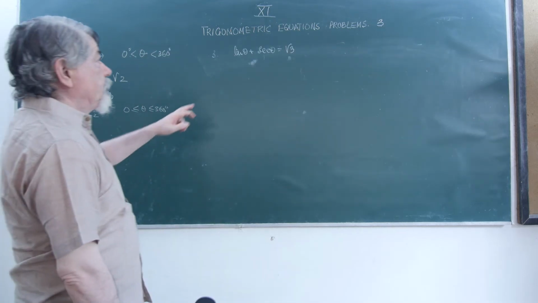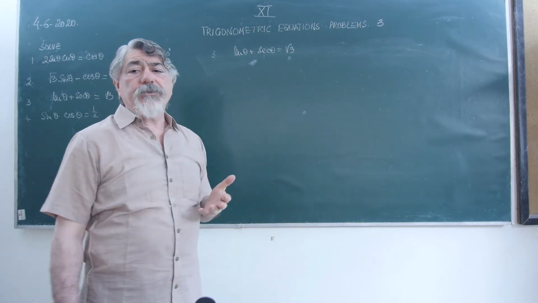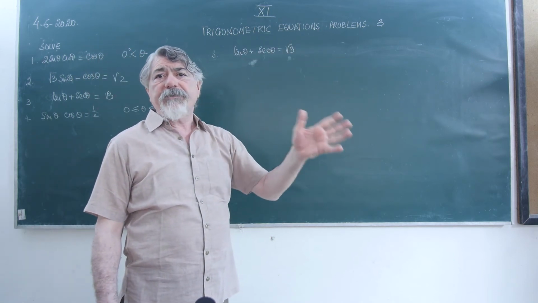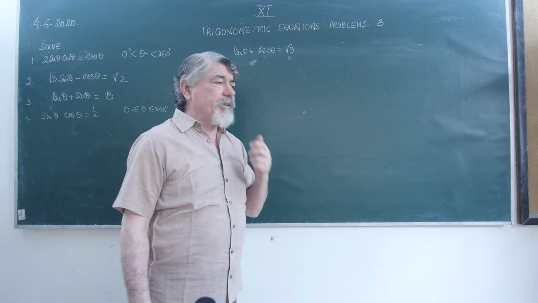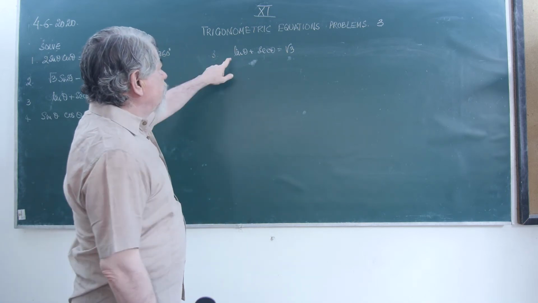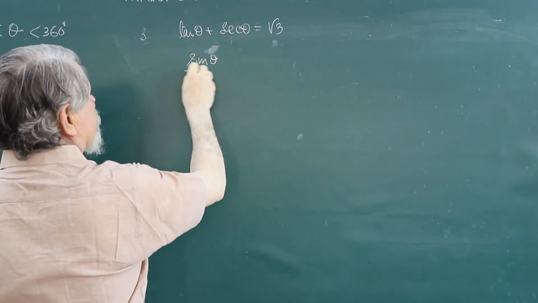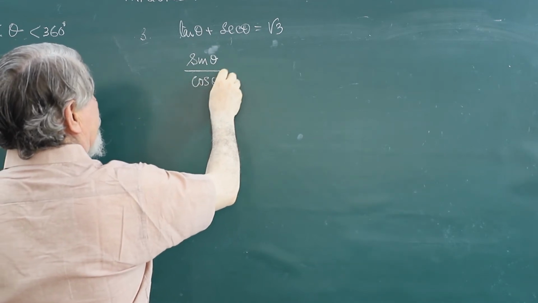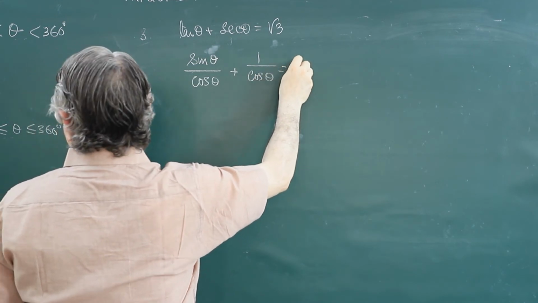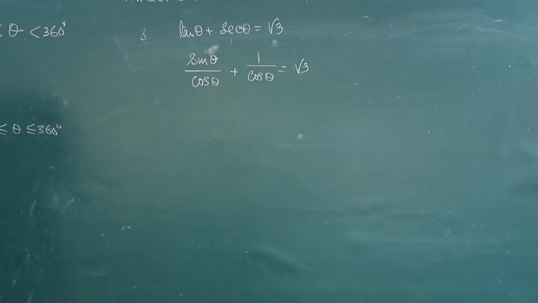Now let's see the third question. Tan theta plus sec theta is equal to root 3. That means again we are going to calculate the general solution, because he is not asking you to calculate exactly between 0 and 360. He will mention it, like in the first and the last question, the fourth question, it is mentioned. So let us see tan theta. I can write it as sin theta upon cos theta. And I can write sec theta as 1 upon cos theta, is equal to root 3.